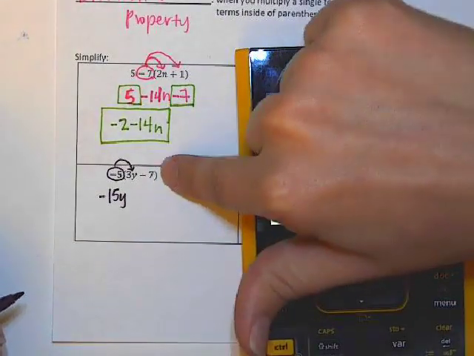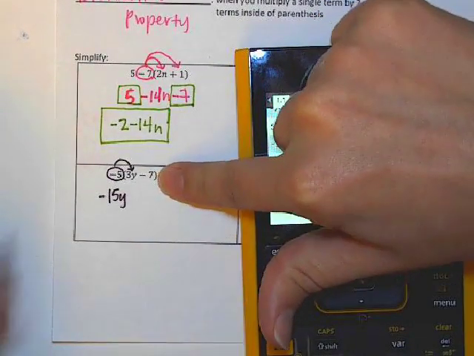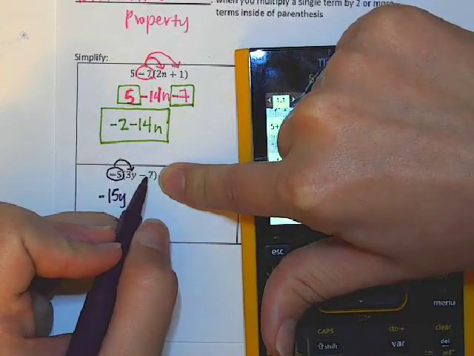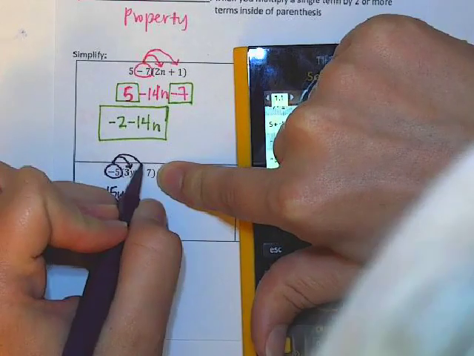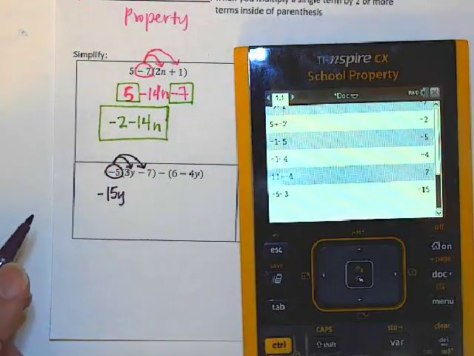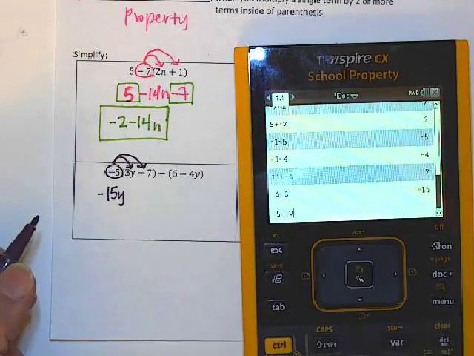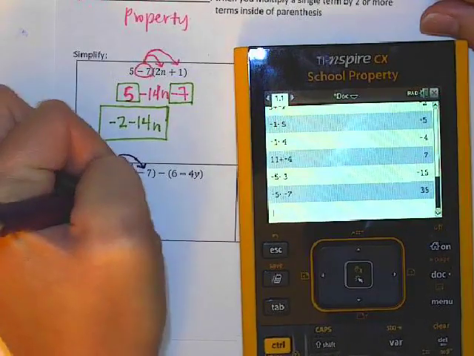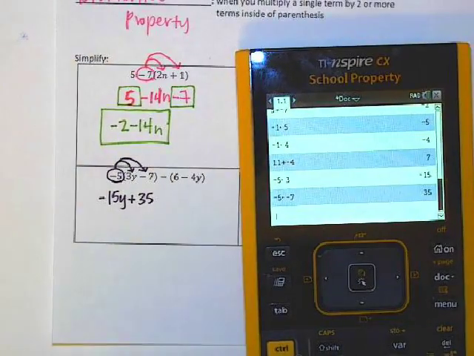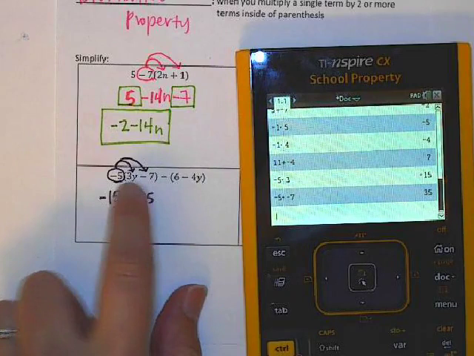So I'm still on the same problem. I only did the first term. Now I got to multiply to the second term. So negative 5 times negative 7 equals positive 35. You guys got it. Good. Am I done with this first set of parentheses?